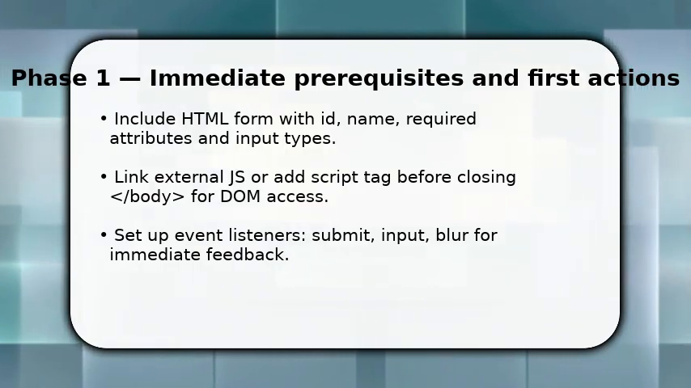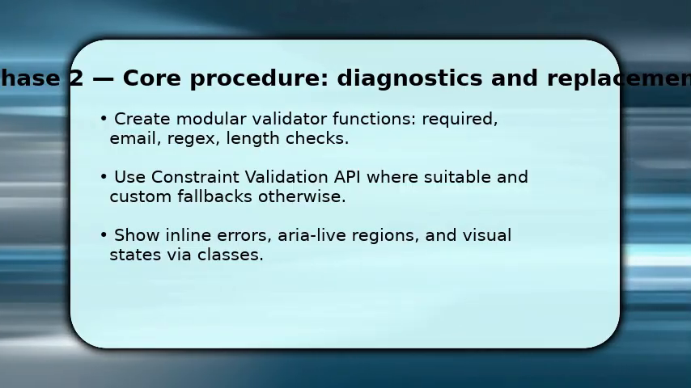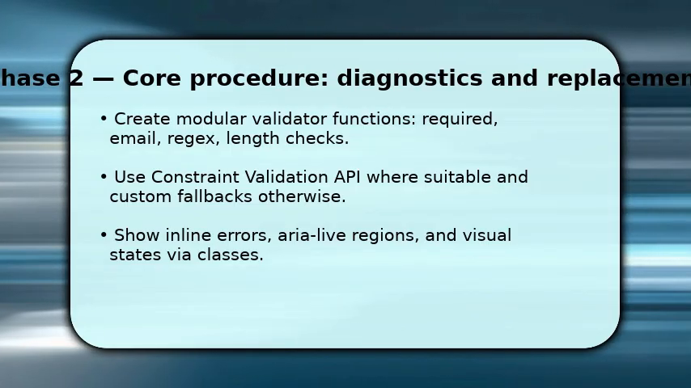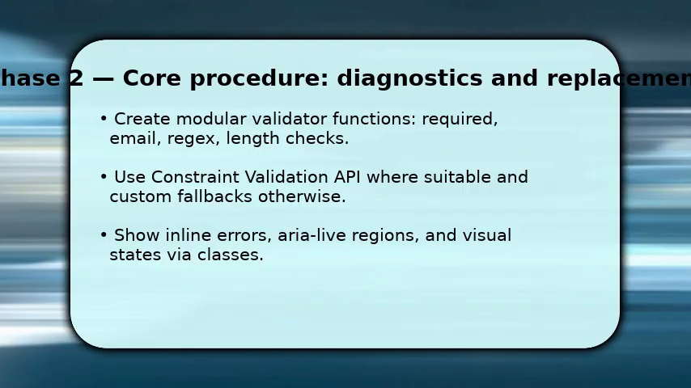Write reusable validator functions for required fields, email format, reject patterns, and min/max lengths. Then wire those to each input using a map of rules so you avoid repetitive code. Once a rule runs, update visual state classes and put messages into an aria-live element for accessibility. Also, leverage the constraint validation API when possible, and add custom checks for complex rules.